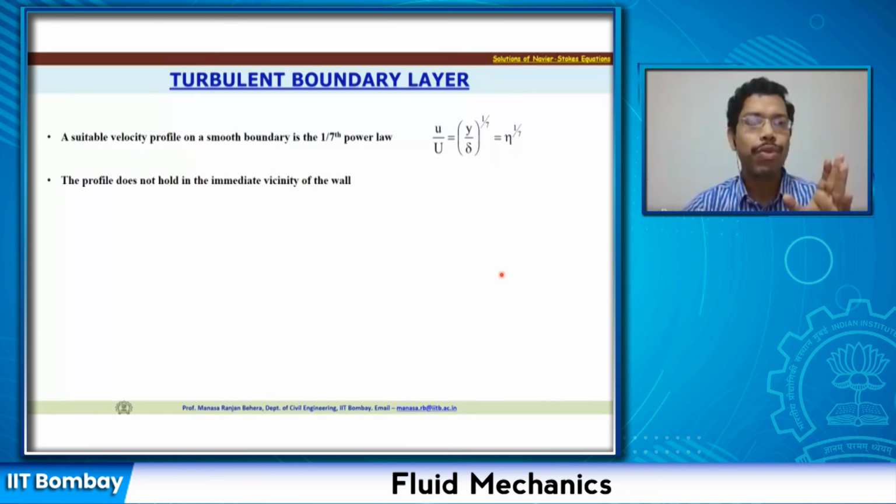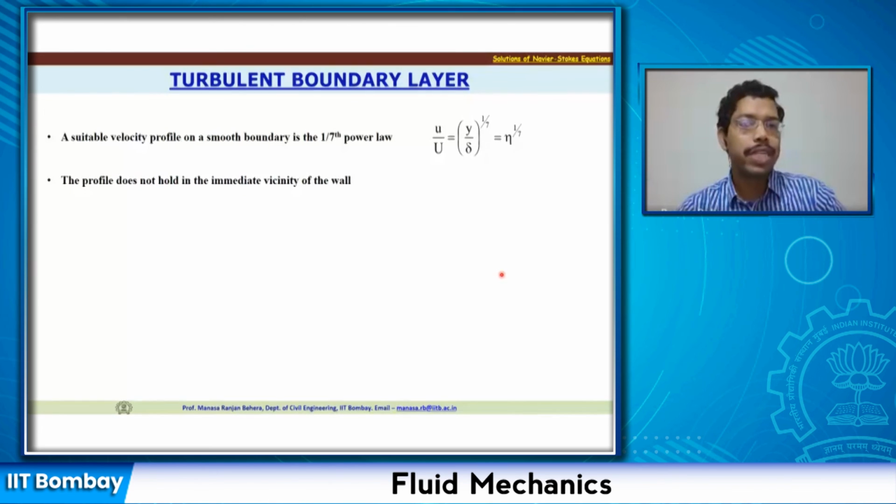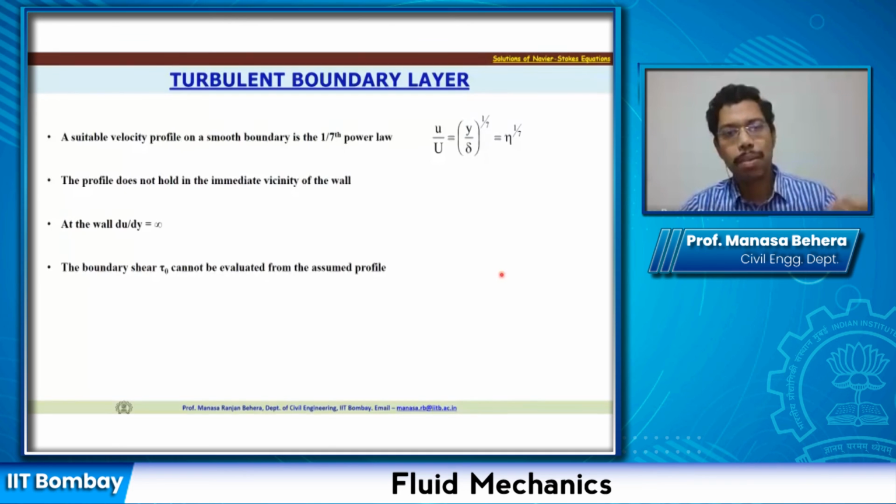we can say that the profile does not hold in the immediate vicinity of the wall. Why? Because we have already said that in the immediate vicinity of the wall there is a laminar sublayer, so it is not turbulent. So this profile, the 1/7 power law, is not going to be valid in the immediate vicinity of the wall. At the wall, du by dy is going to be infinity because it is 0. Suddenly it is increasing, so the gradient is substantially high, so it tends towards infinity. Okay, and that's why it is not applicable.